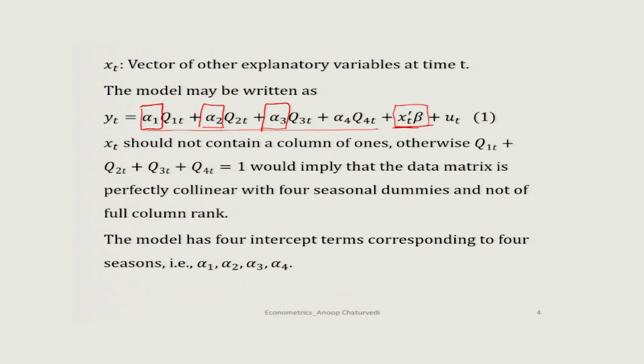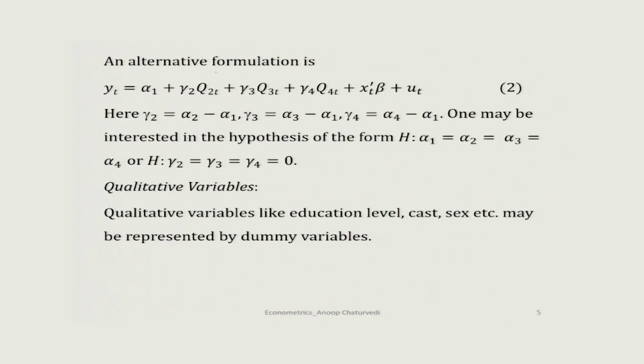And it makes sense also, because the mean level of rainfall for the third quarter, which consists of July, August and September, should be higher than the mean level of rainfall for the second quarter, which consists of April, May and June. Then you have one alternative formulation also. You can write the model as yt equal to alpha 1. So, we have incorporated an intercept term here. Then we take gamma 2 q2t plus gamma 3 q3t plus gamma 4 q4t plus xt transpose beta plus ut.